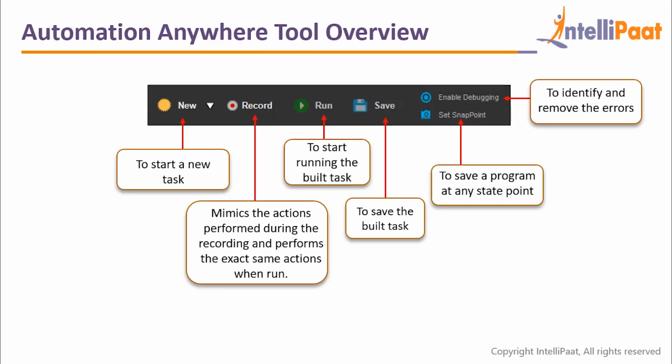The top panel has the new button, which is to start a new task. Record mimics the actions that we perform when we start recording, and it mimics these actions in the exact same way when we run it. Run runs the task that we have built or developed. Save is to save the built task. Set snap point is to save a program at any state point. Enable debugging is to identify and remove the errors that have occurred.